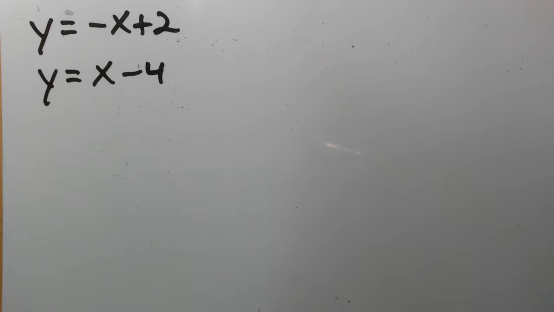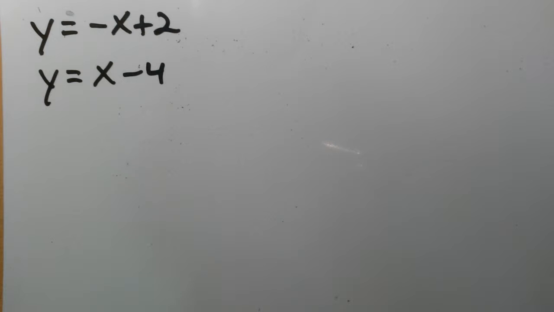Let's look at another example. We have two equations here, y equals negative x plus 2 and y equals x minus 4, and they're asking us to solve this linear system of equations, or essentially what they're asking us is to find the point of intersection between these two lines. And we're going to do this without graphing.